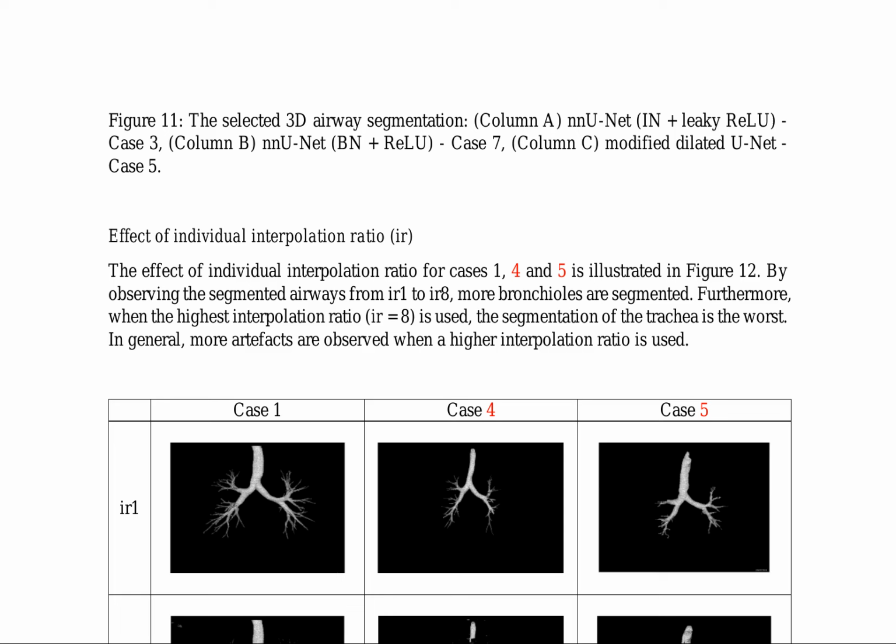The impact of individual interpolation ratio on segmentation results is investigated in Figure 12, which displays segmented airways for cases 1, 4, and 5 using different interpolation ratios. As the interpolation ratio increases, more bronchioles are segmented. However, the highest interpolation ratio yields the worst trachea segmentation. Higher interpolation ratios also introduce more artifacts in the segmented airways.